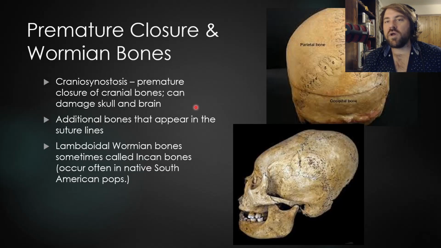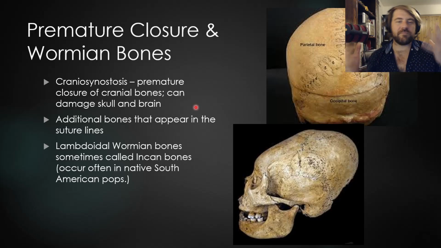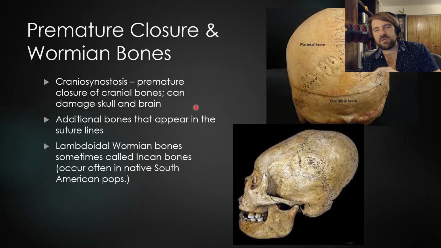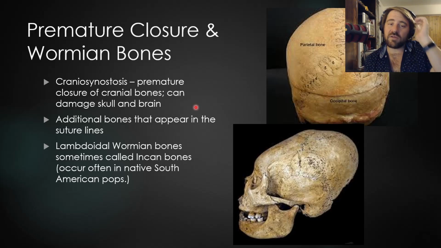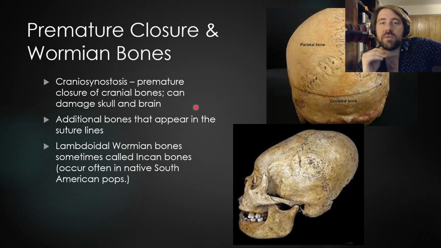Okay, one other thing that I want to hit on really quickly, and then we're going to stop here and pick up with facial bones in the next video, are premature closure and Wormian bones. So these are some, one is a clinical condition, the other is just a thing that happens. It's kind of interesting. Premature closure, also called craniosynostosis, is premature closure of the synarthroidal joints. This isn't good.